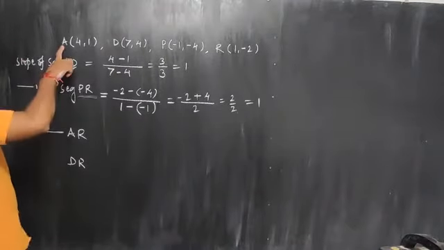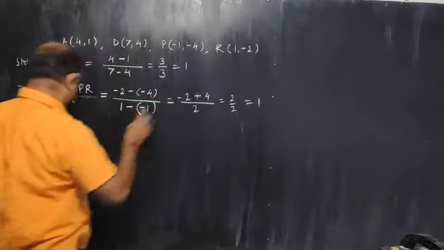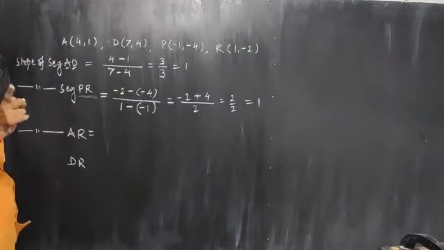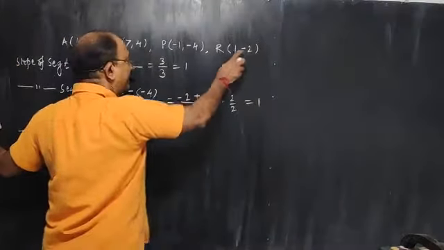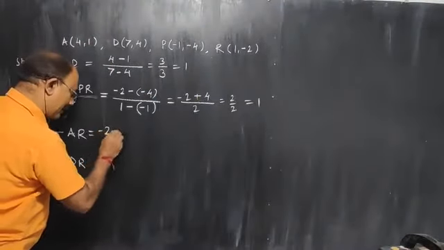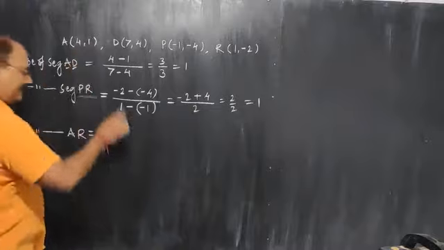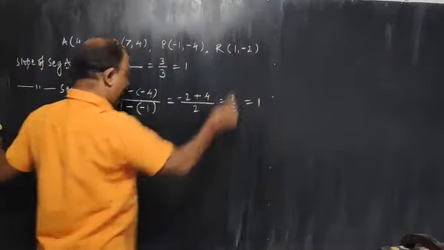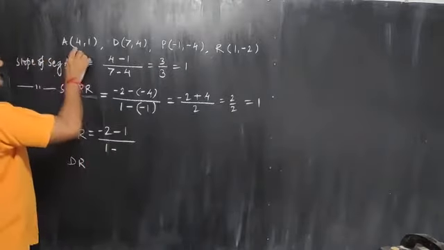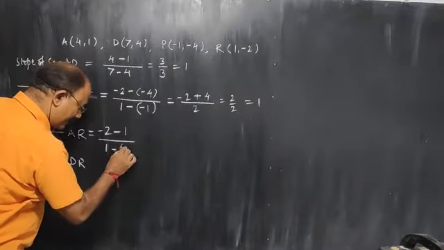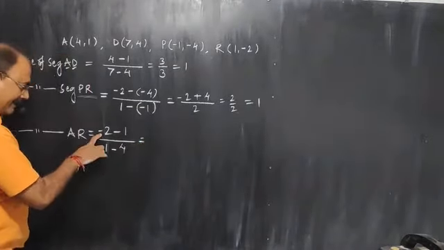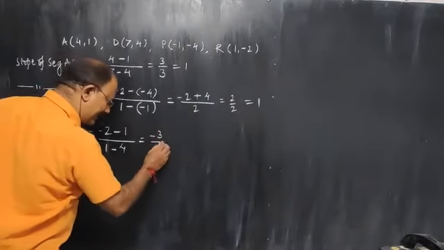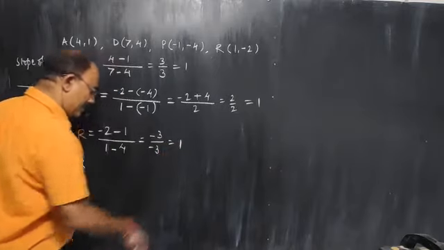So now point A and point R. Again calculate the slope by the same formula, y2 minus y1 upon x2 minus x1. So y2 minus y1, that is minus 2 minus 1, upon x2, 1 minus x1, that is minus 4. Let us see what do we get. Minus 2 minus 1 is minus 3. 1 minus 4 is also minus 3. This is equal to 1.